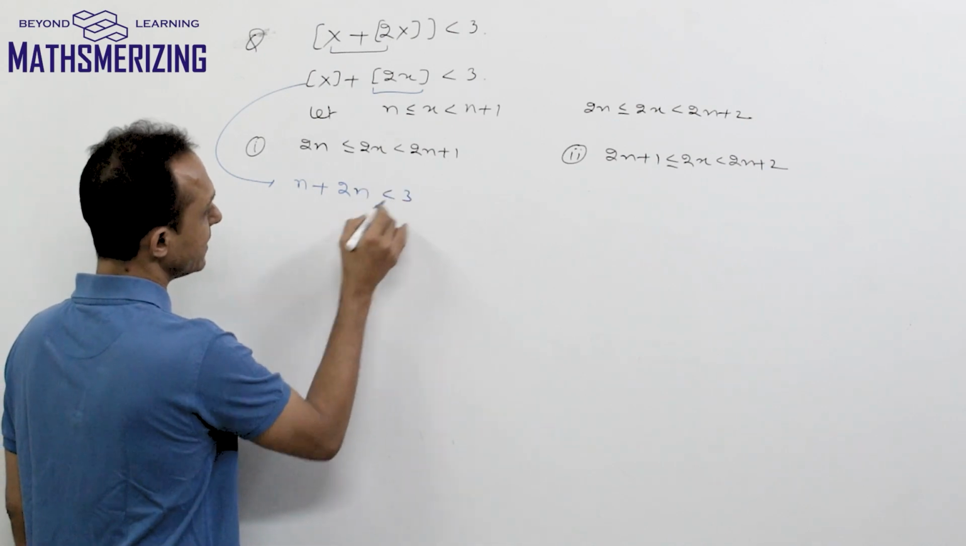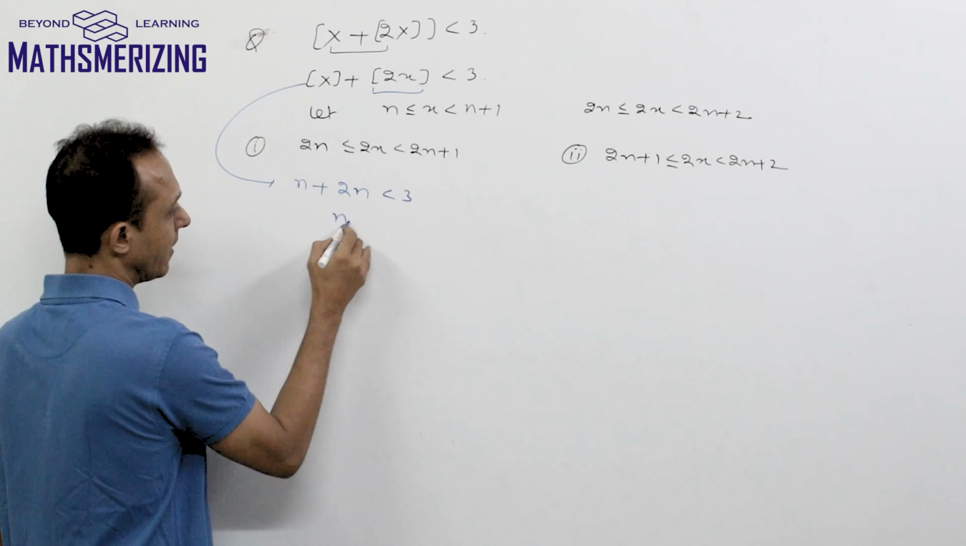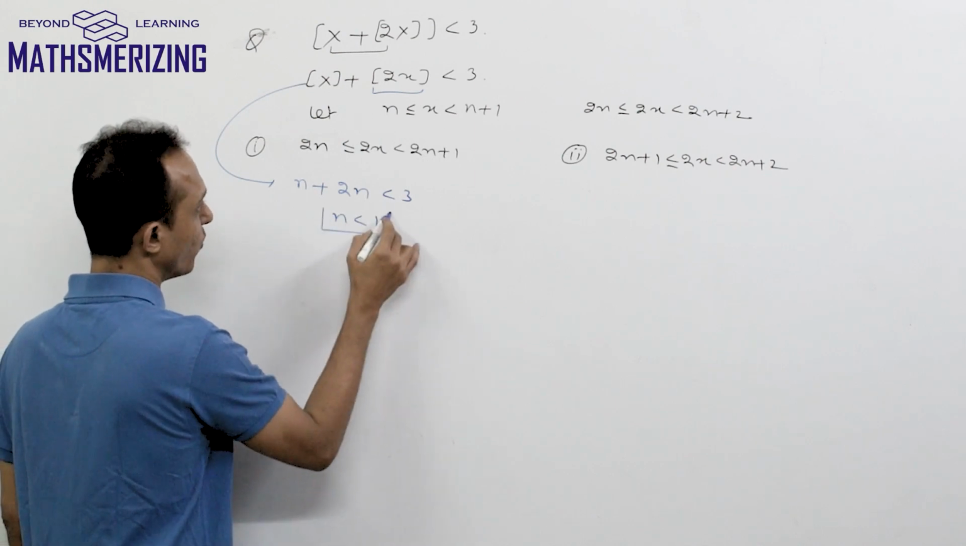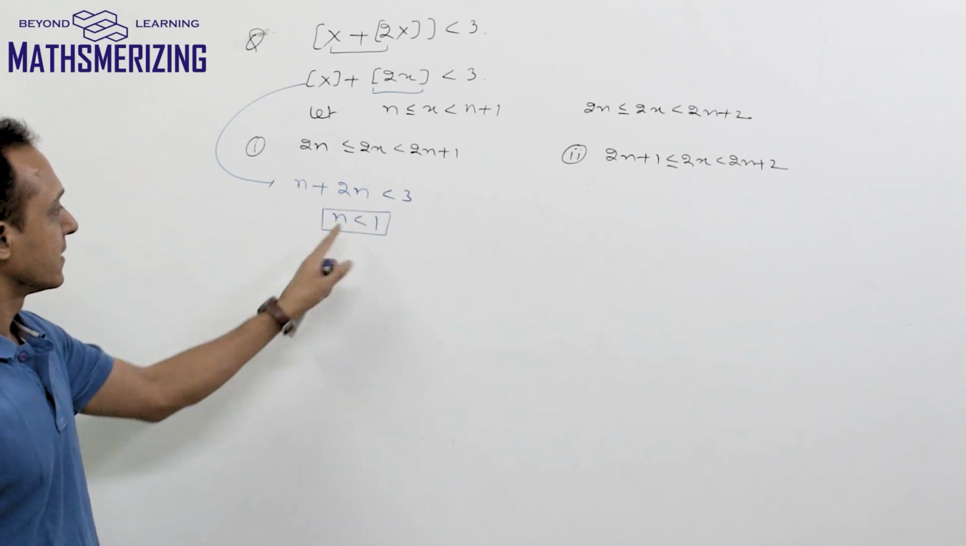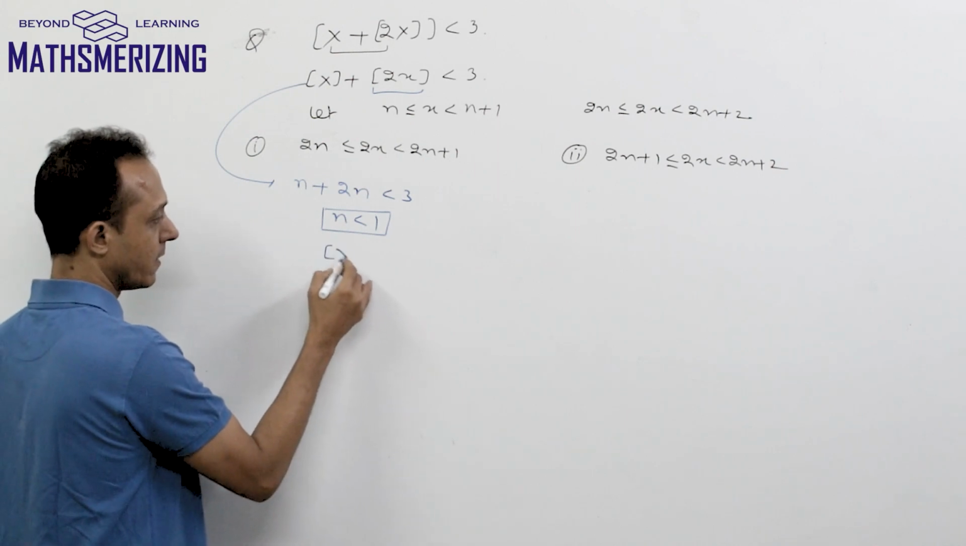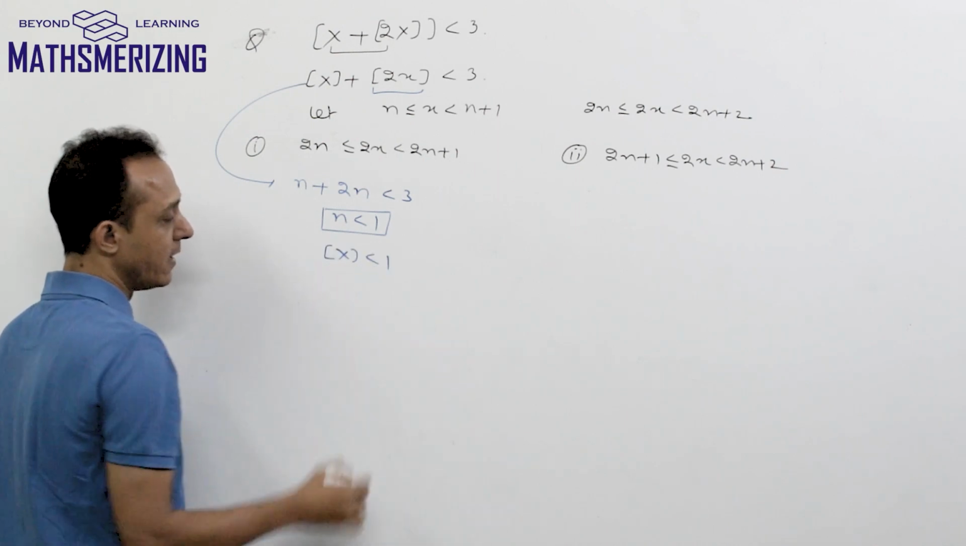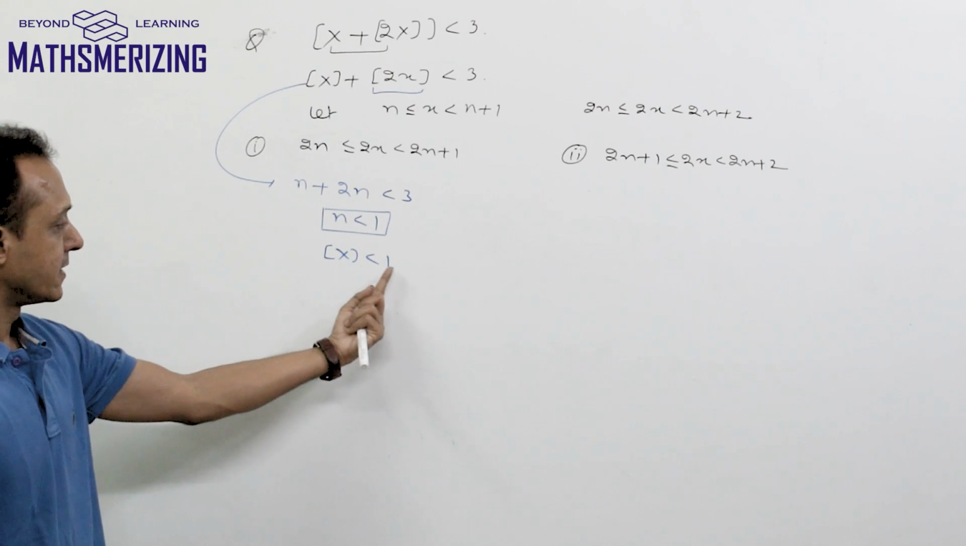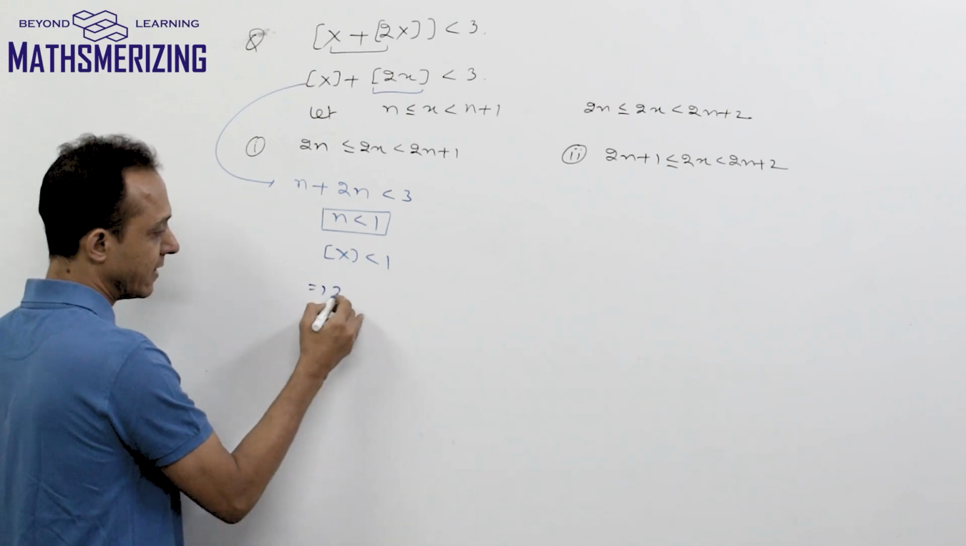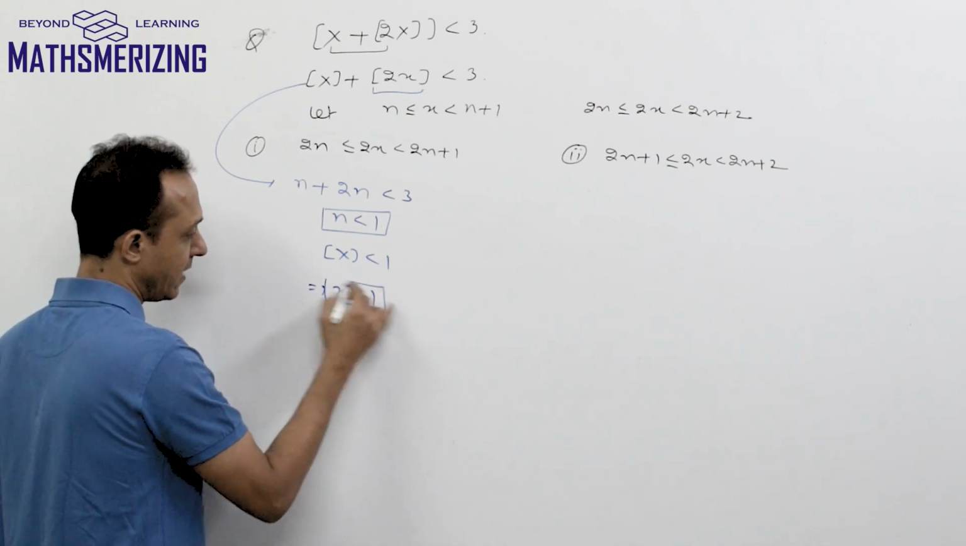2n is less than 3, so I'll get n is less than 1. So from here the condition I'll get is greatest integral function of x should be less than 1. Now when the greatest integral function of x is less than 1, then the result I'll get is the value of x should be less than 1.